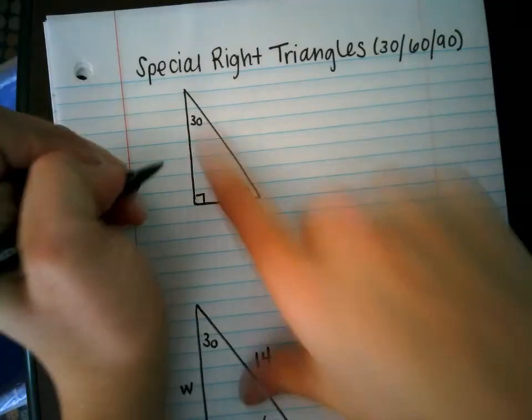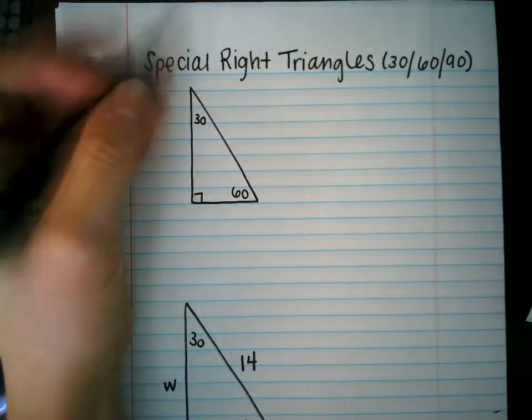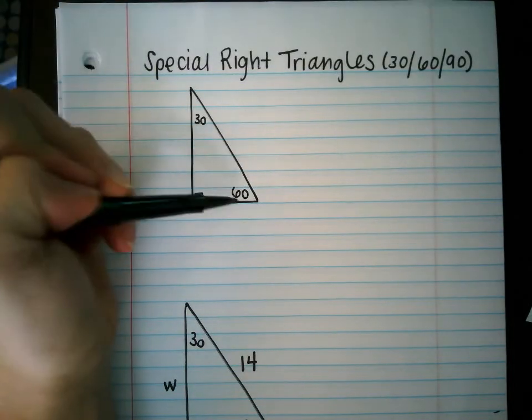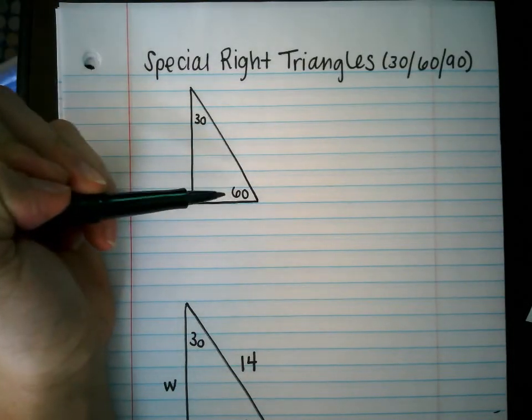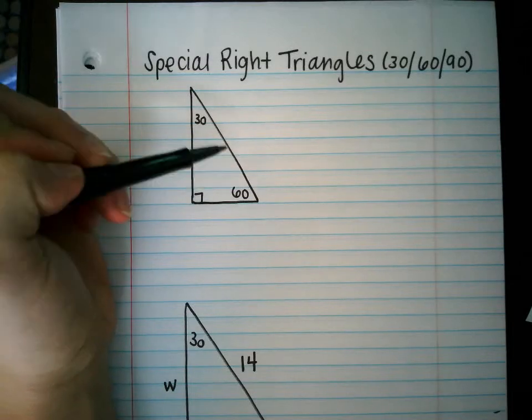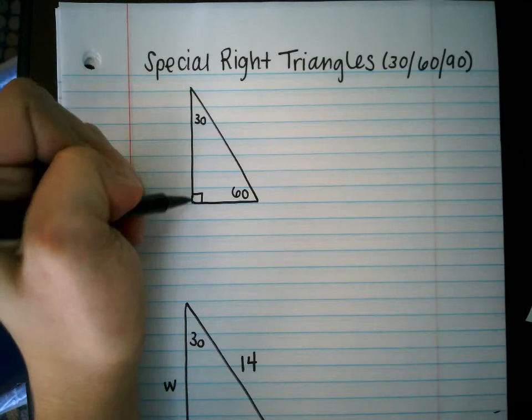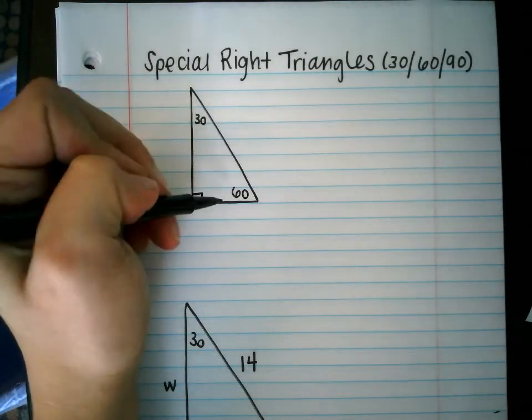Like we talked about in class, the reason they're called special right triangles is because the pattern between these side lengths will always remain the same. And this allows us to solve quickly for missing sides, and to solve for missing sides if we only have one side length.